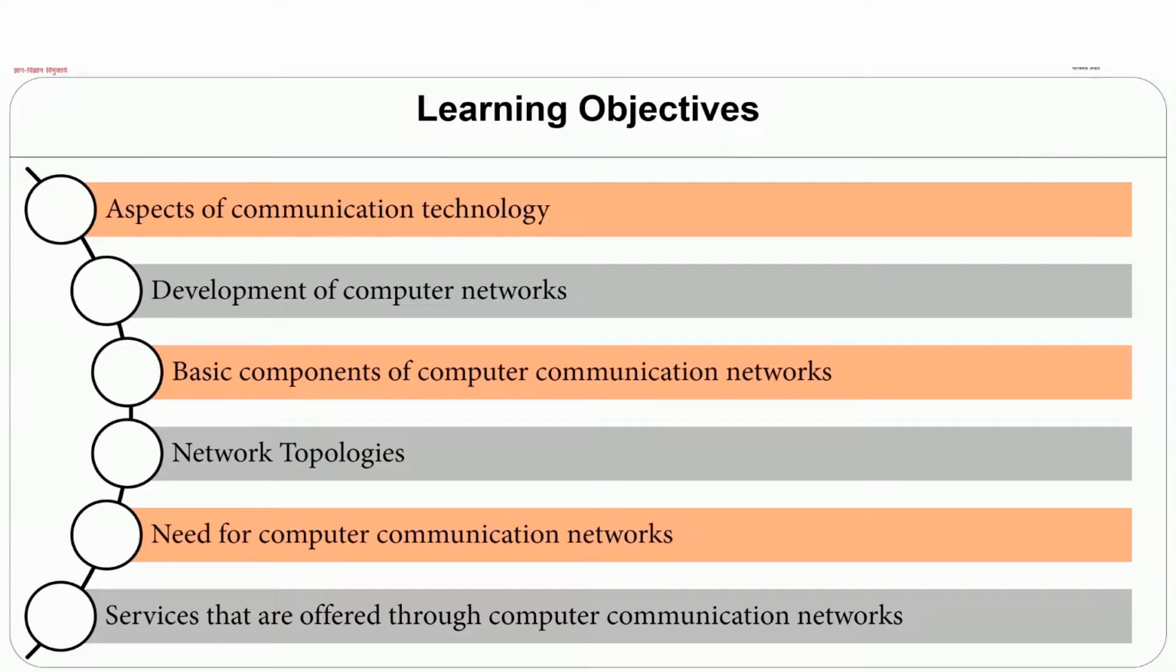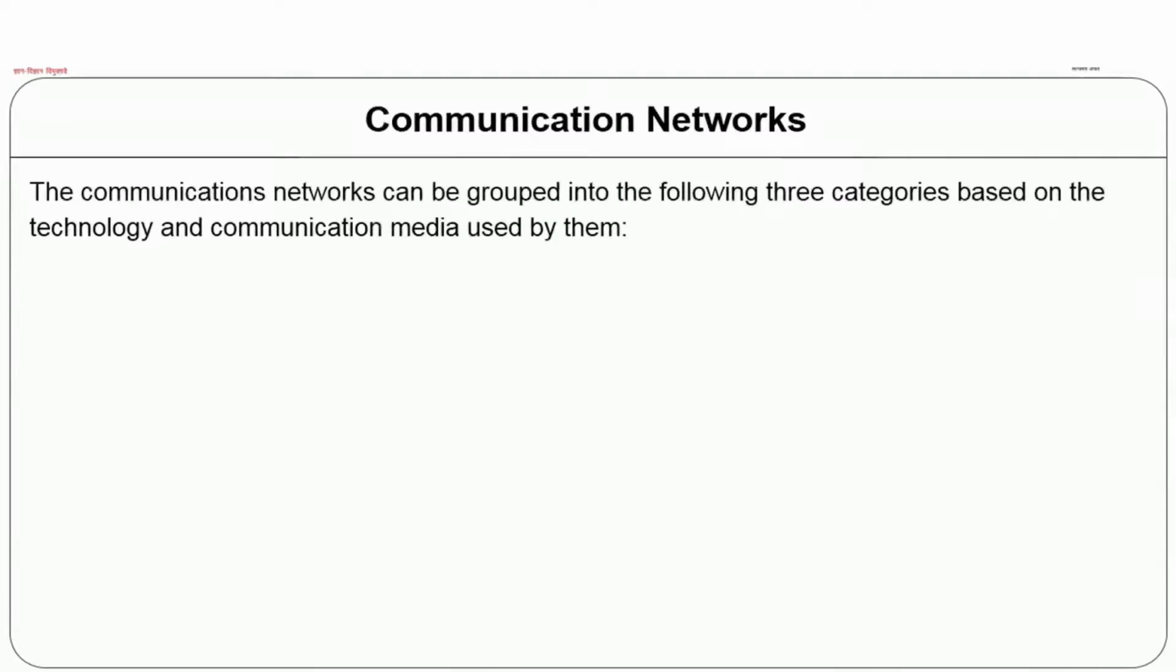The objectives of this module are aspects of communication technology, development of computer networks, basic components of computer communication networks, network topologies, need for computer communication networks, services that are offered through computer communication networks. The communication networks are grouped into three categories based on the technology and communication media used by them, as mentioned.